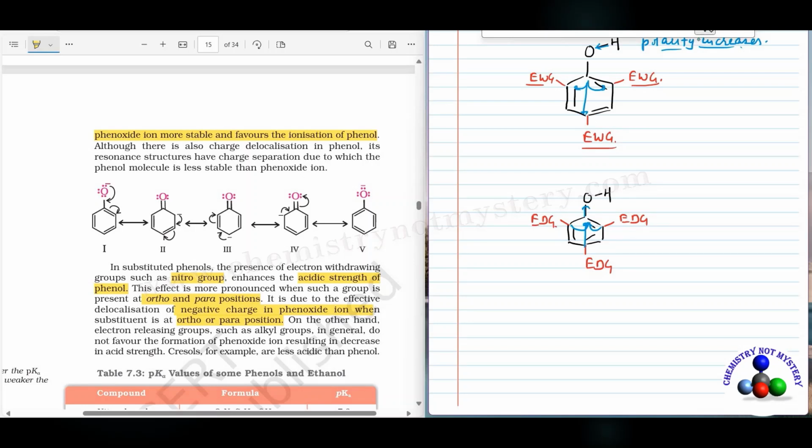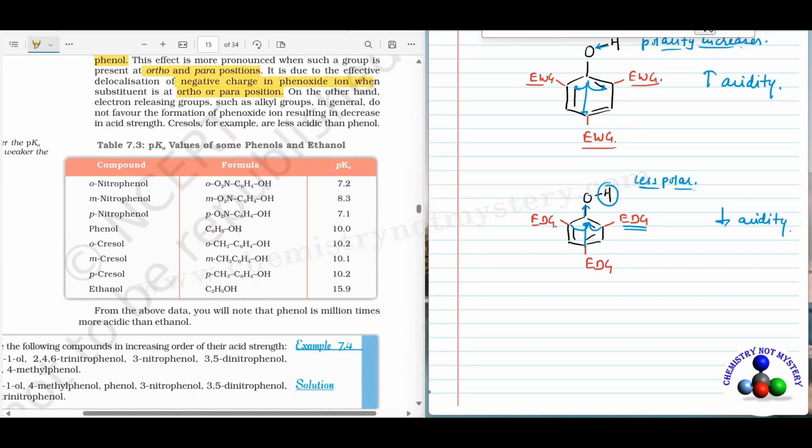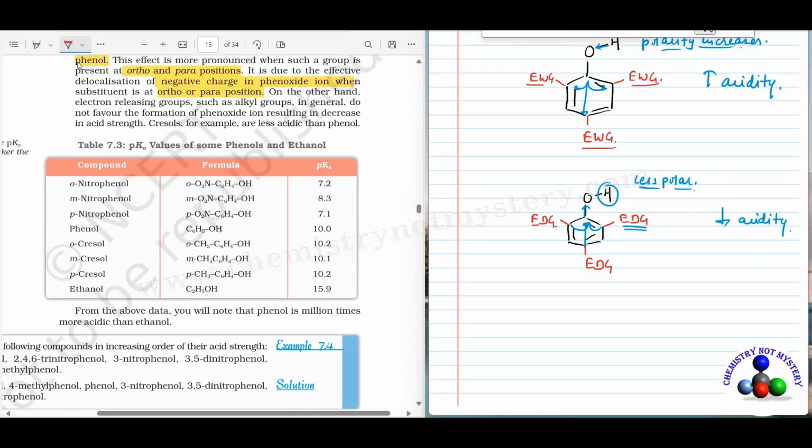By the donation of electron density from electron donating groups, the polarity of the oxygen-hydrogen bond decreases. So this bond will become less polar. As it becomes less polar, the possibility of hydrogen being removed in the form of H plus ion decreases. That's why if electron donating groups are bonded, it decreases the acidity of phenol, while electron withdrawing groups increase the acidity of phenol.